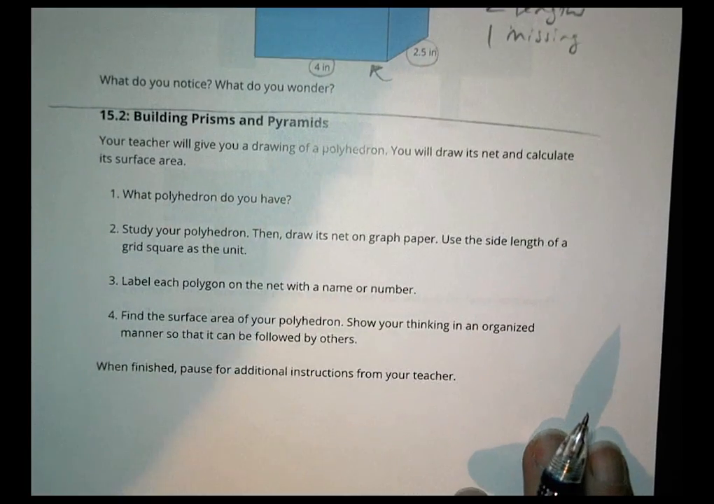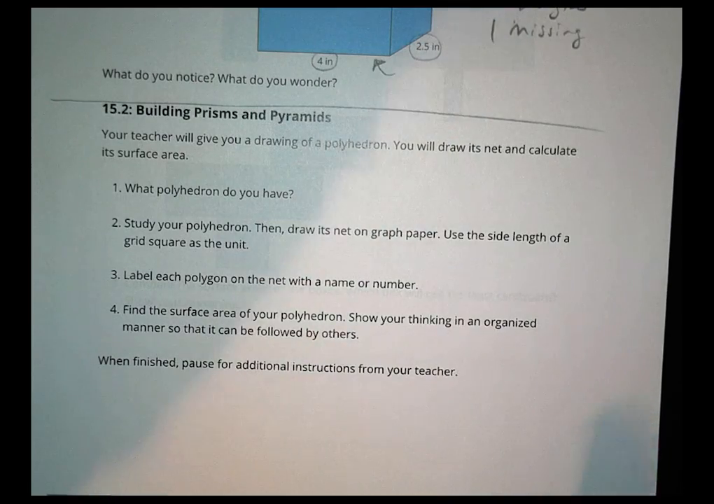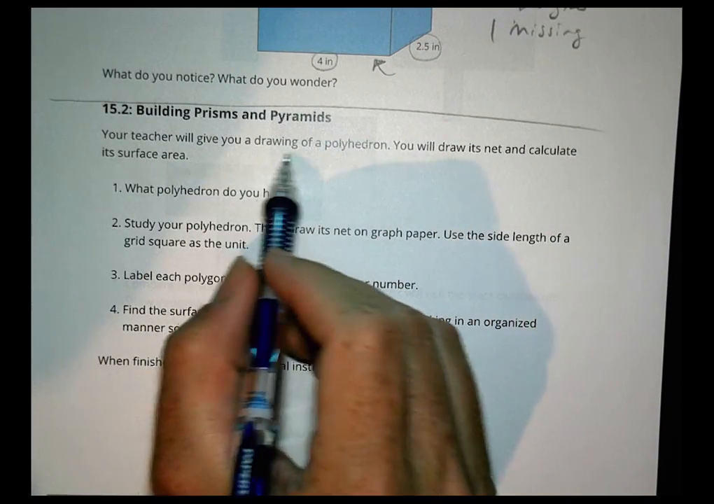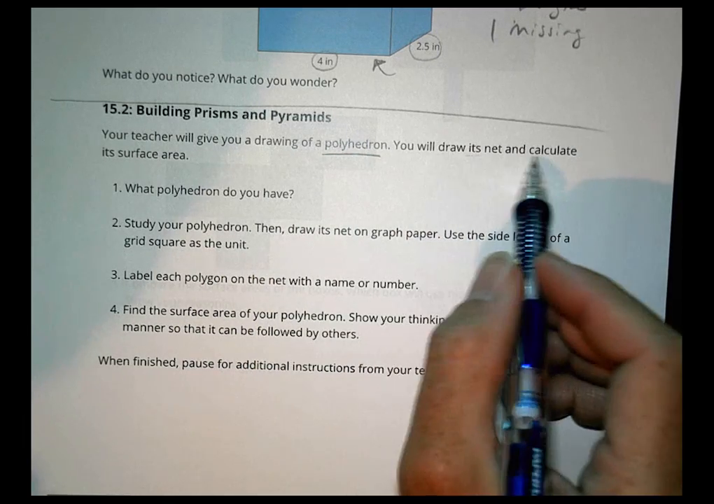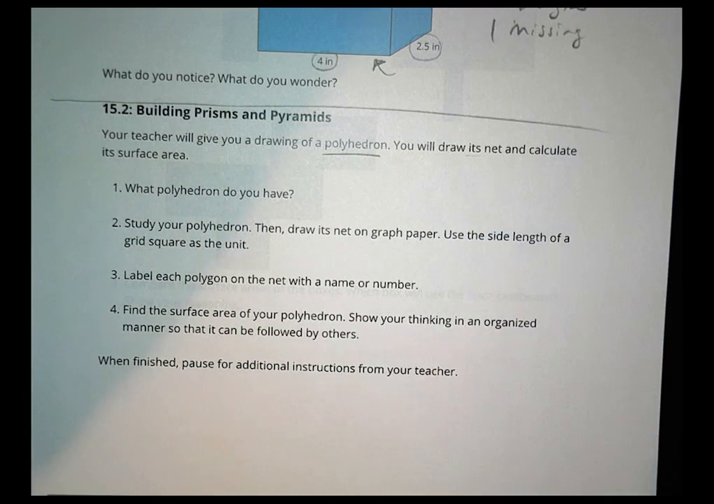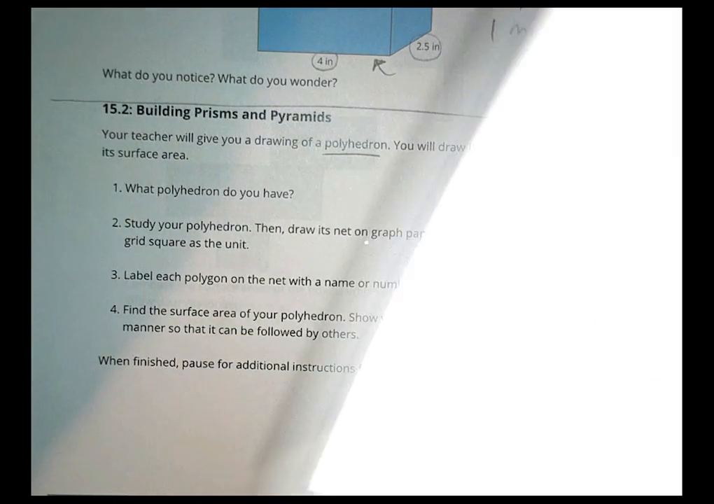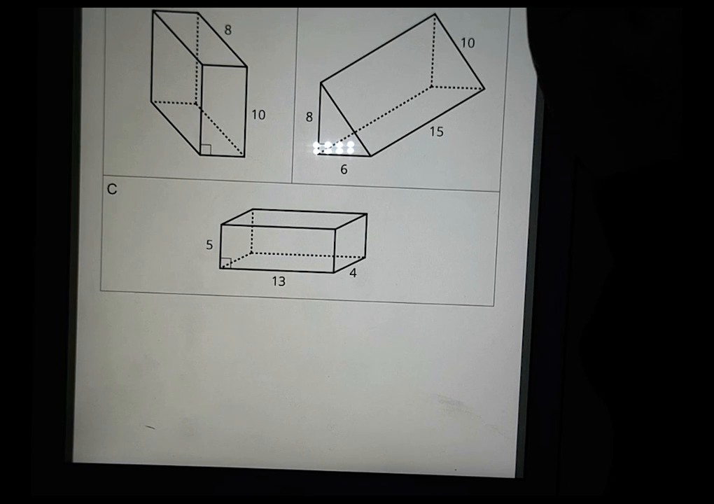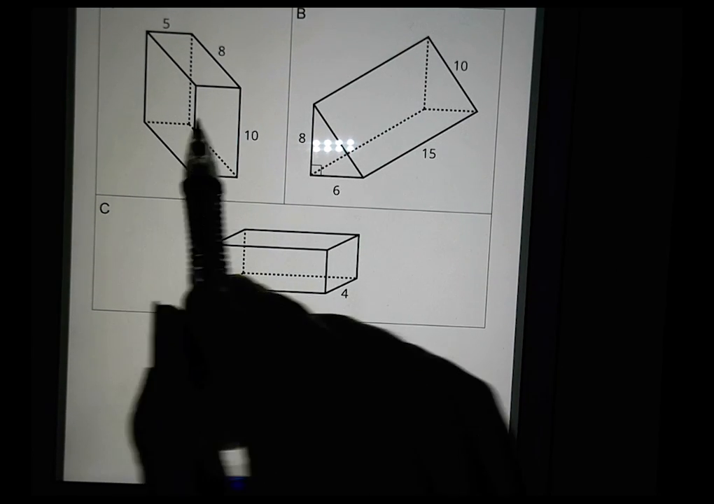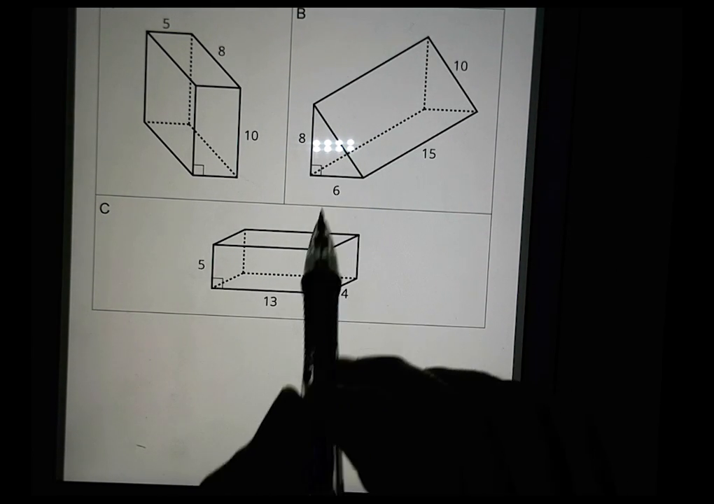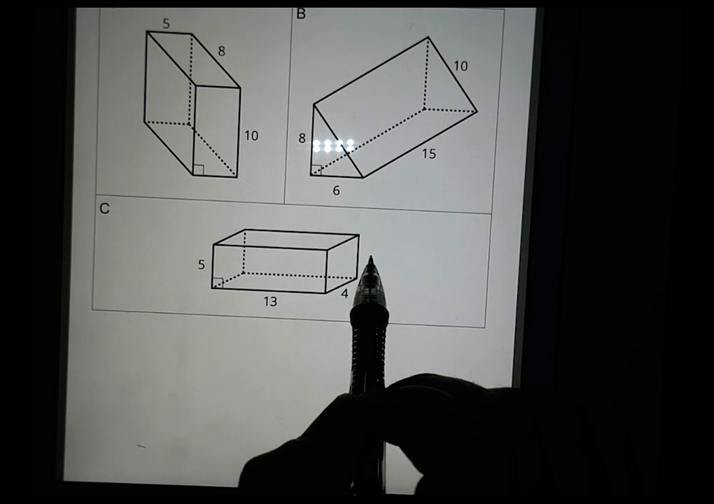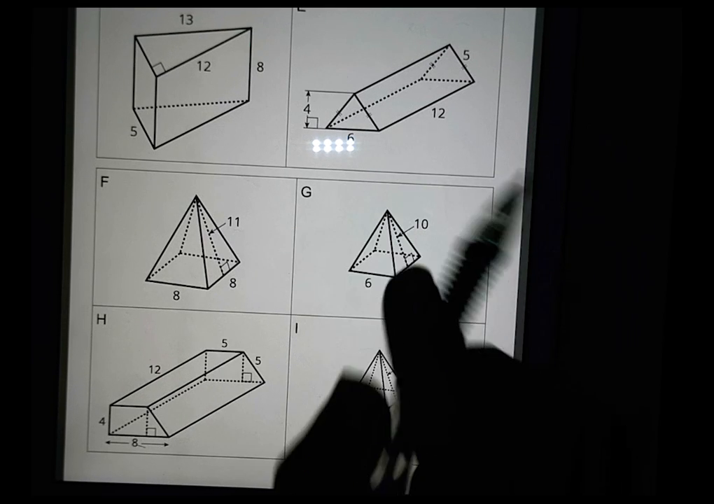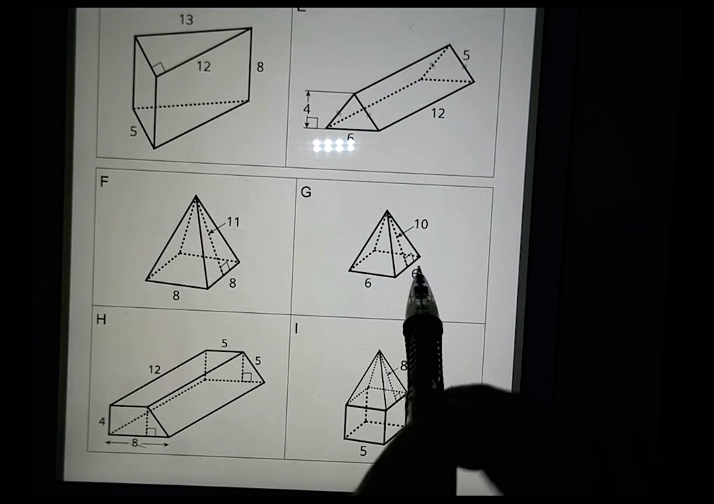Okay. In the next activity, though, moving on to more what today was about, is called Building Prisms and Pyramids. Your teacher will give you a drawing of a polyhedron. You will draw its net and calculate its surface area. And so today in class, your teacher probably gave you one of these shapes here. So we have, first of all, shape A, which is a rectangular prism, B, which is a triangular prism, C, which is another prism here itself, and then we have a triangular prism D, and E, we have some pyramids in F and G.